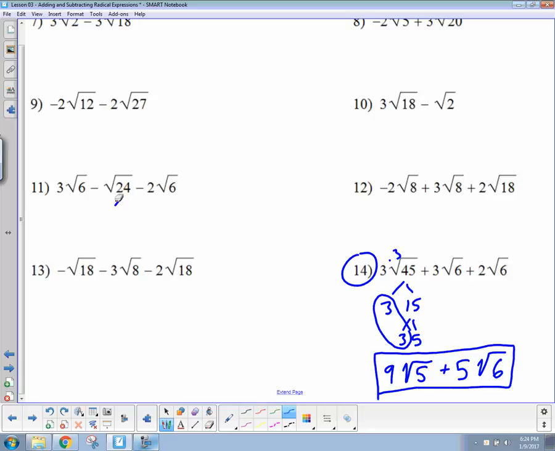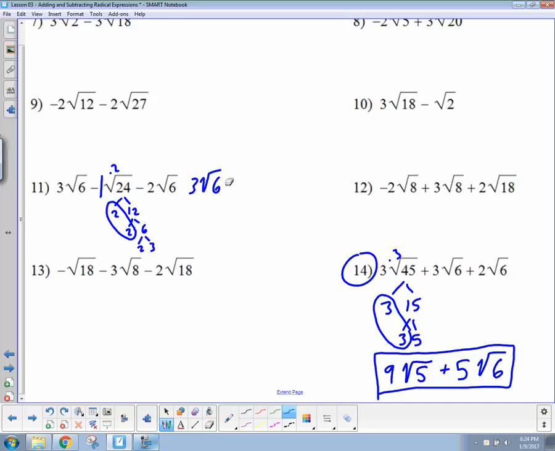2, 12, 2, 6, 2, and 3. Again, here's my pair. They move out. There's a negative 1 out here. I'm multiplying a 2 with it. Excuse me again. So, I'm going to list this all out. 3 root 6. Negative 1 times 2 is negative 2.